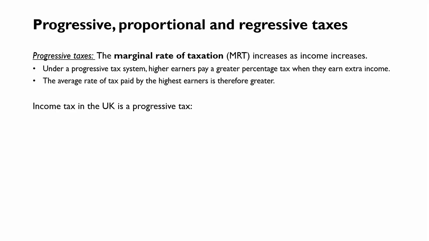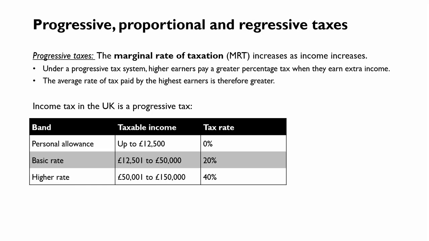Income tax in the UK is an example of a progressive tax. So the rate of tax paid depends on income. Up to 12,500 at the moment, I can earn up to 12,500 without paying any tax. Any money earned beyond 12,500, I pay a tax rate of 20%, and beyond that I pay 40%. Over 150,000 is 45%, which isn't on this table.